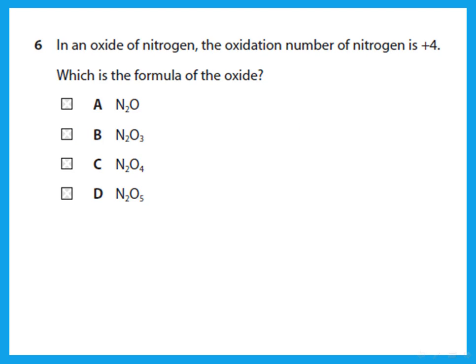In an oxide of nitrogen, the oxidation number of nitrogen is +4. So which of these has oxidation number +4? You should know how to calculate oxidation numbers.